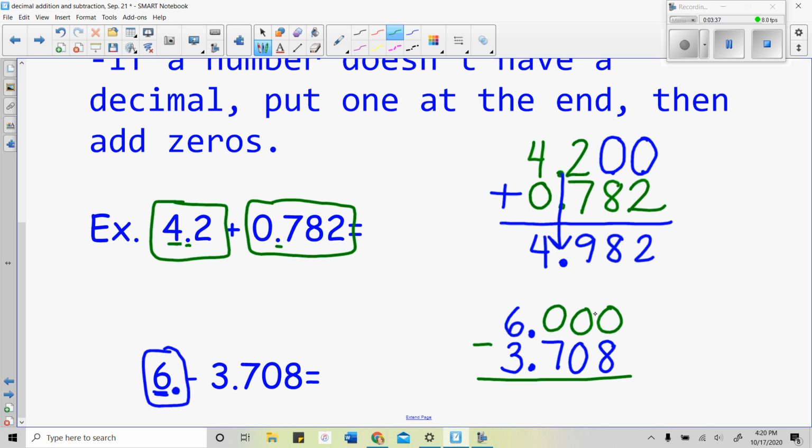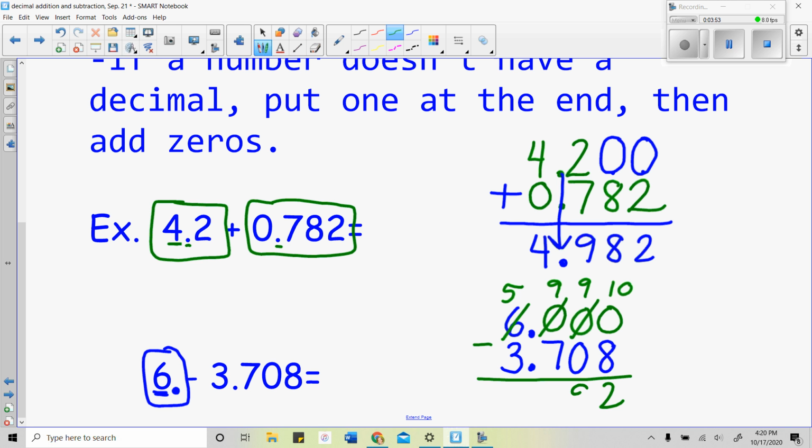So I can't take 8 from 0, so I go next door, nobody's home, go next door, nobody's home, go next door, and take it, make it, and give it away. The zeros that are marked out become 9s, and the one that is not marked out becomes a 10. So 10 minus 8 is 2.